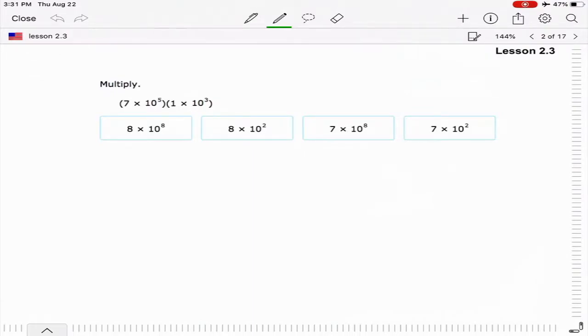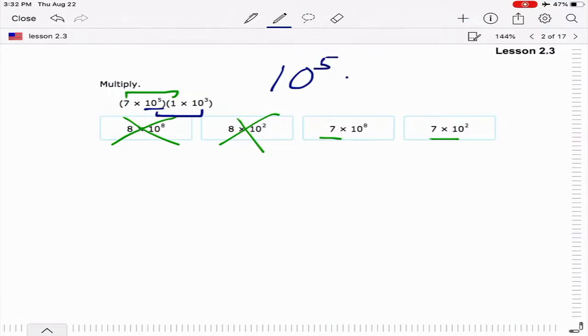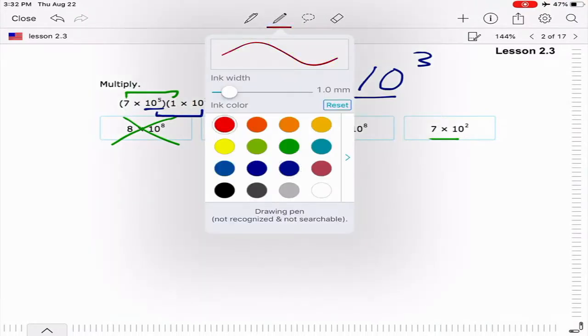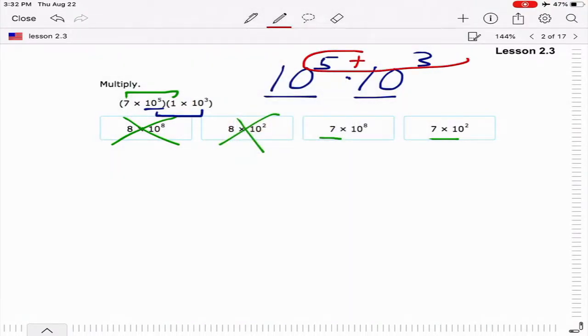So once again, I'm multiplying. First, I'll do the a's. So 7 times 1 is 7. So I already know my answer is going to be 7 times 10 to whatever power. So I can eliminate these two. And then I'm going to multiply 10 to the 5th power and 10 to the 3rd power. But please understand, this is like chapter 1. 10 to the 5th power times 10 to the 3rd power. When you're multiplying the same bases, technically you add the exponents. So 5 plus 3 is 8. So my final answer is going to be 7 times 10 to the 8th power.